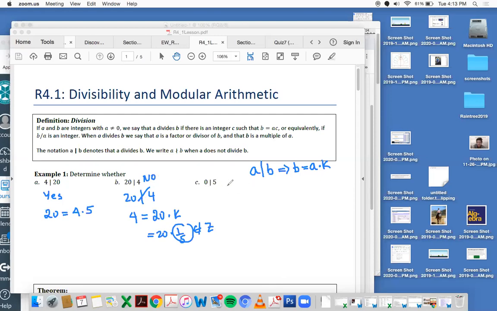Does 0 divide 5? Can I write 5 as 0 times an integer? No, because any integer multiplied by 0 will be 0. Exactly. And that also breaks this, right? That a can equal 0, because that means you're dividing by 0. All right, cool.